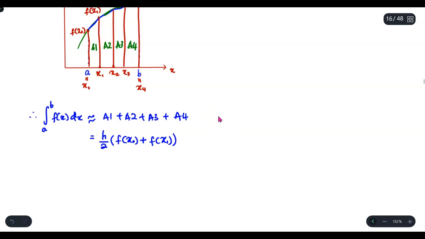And for area 2, for trapezium 2, the area would be h over 2 times the parallel sides, which would be f(x1) plus f(x2).